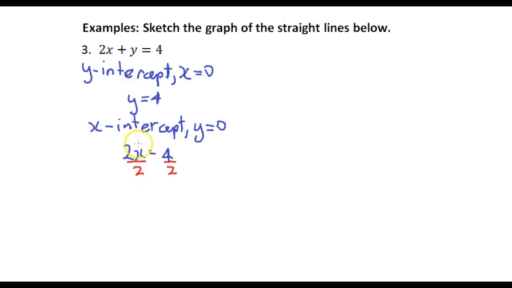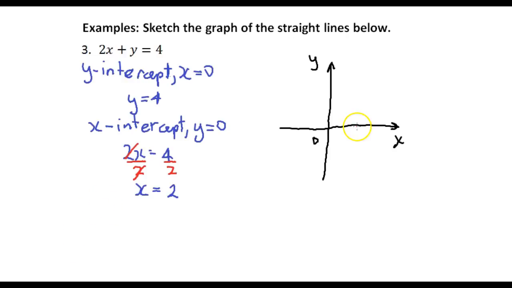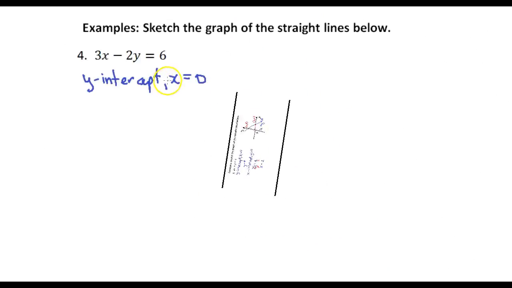Divide both sides by 2 to get x by itself, and so we can see that x equals 2. So we put the x-intercept about there, (2, 0), and put the y-intercept in about there, sketching the straight line.